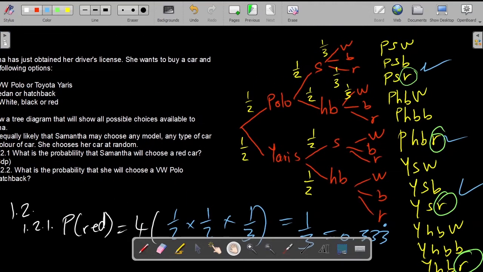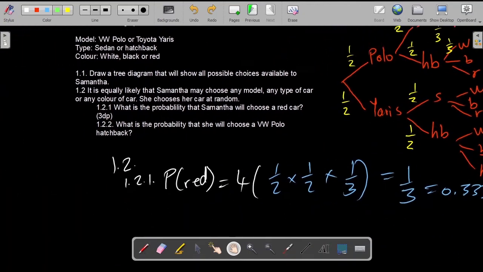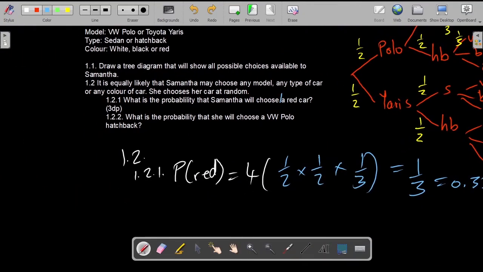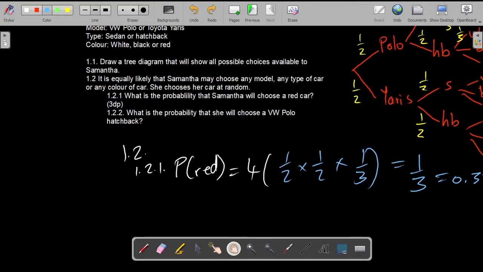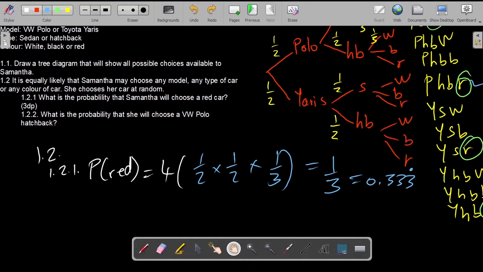You just go along the path and multiply everything that you find along the path. And this is for events which satisfy the condition which you're given in the question. So let's look at the next condition. It says, what is the probability that, okay, so I see that you asked to write this in 3 decimal places. You can just leave it as 0.333.